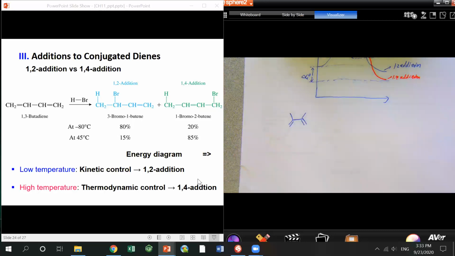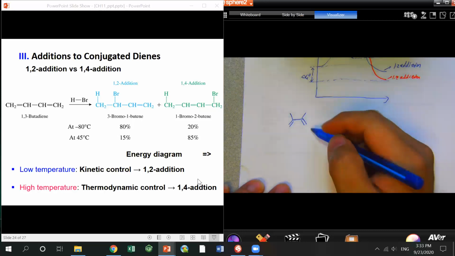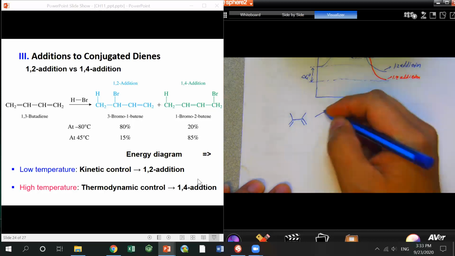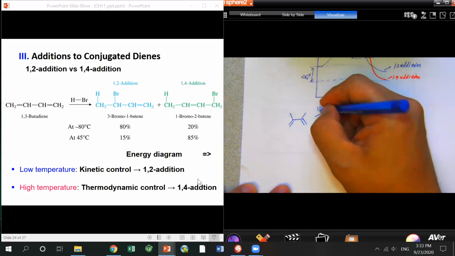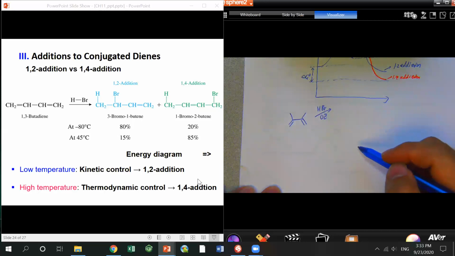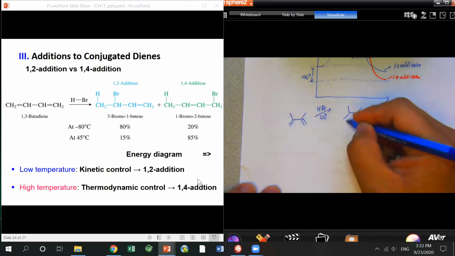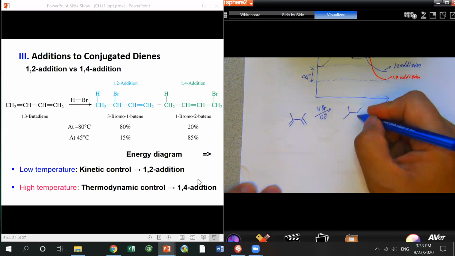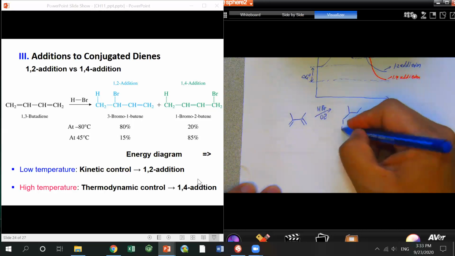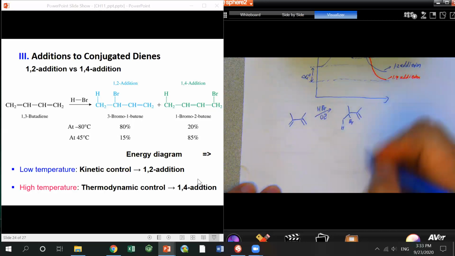All right, so we have this conjugated diene. If we try HBr at 0 degrees, so low temperature, that should be kinetic control, so that should be a 1,2-addition. Pretty easy to draw. Keep in mind we still follow the Markovnikov rule: hydrogen goes to the terminal carbon, and Br goes to the internal carbon, and the other double bond has no change.